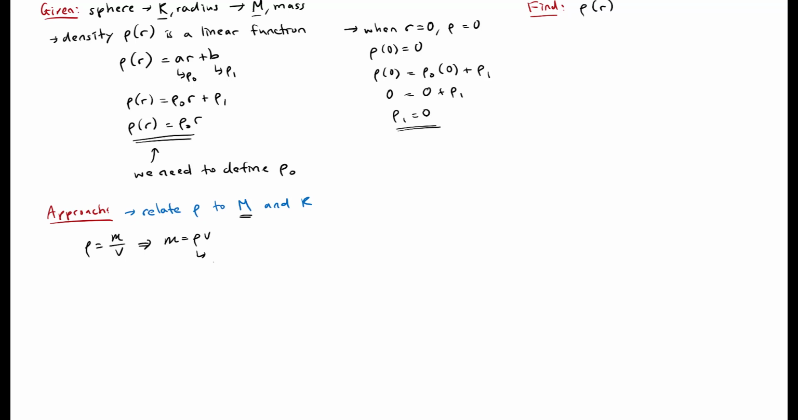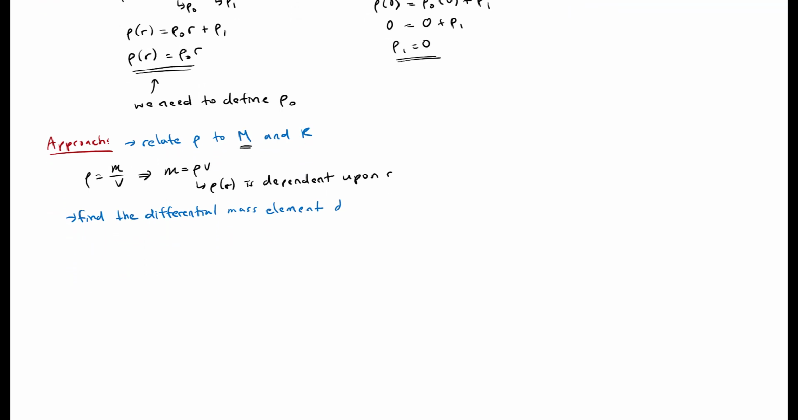So this rho of r is dependent upon r, whereas each individual element of M will have a corresponding volume element as well. So what we're trying to find here is the differential mass element, and that is called dm.